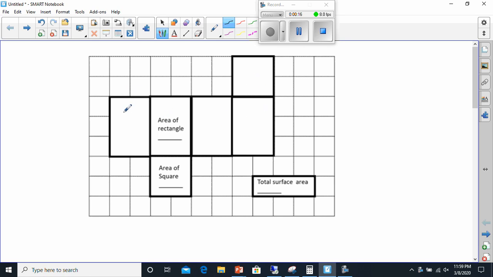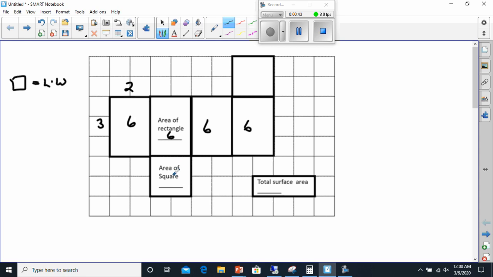We know that whenever we're dealing with a rectangle, the formula for area is length times width. That means I'm simply going to count these units: 1, 2, there's 2 this way, and then 1, 2, 3 this way. 3 times 2 makes 6. That means every one of these areas of the rectangles is 6.